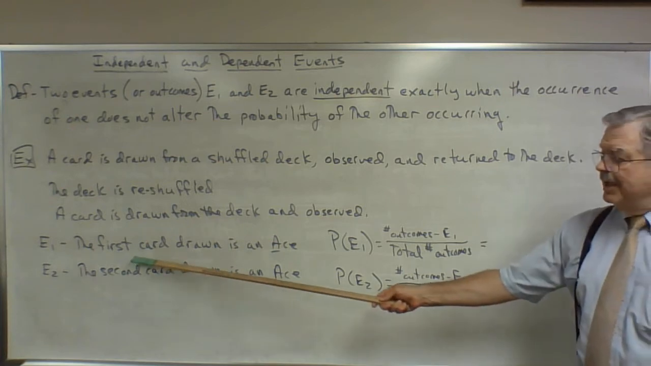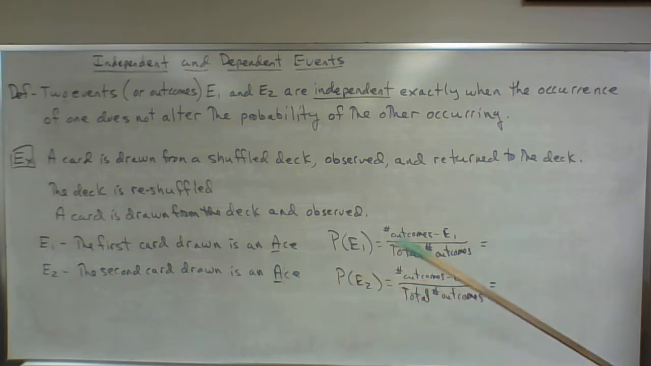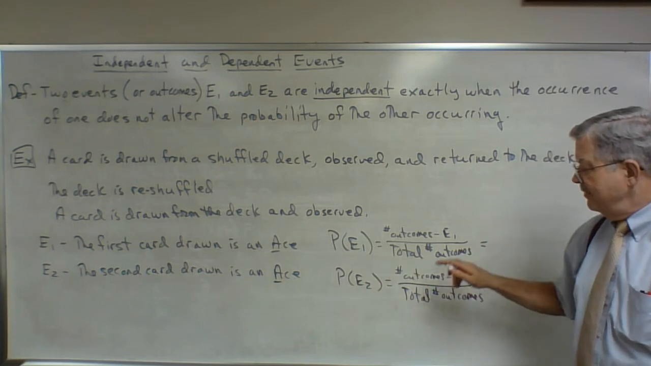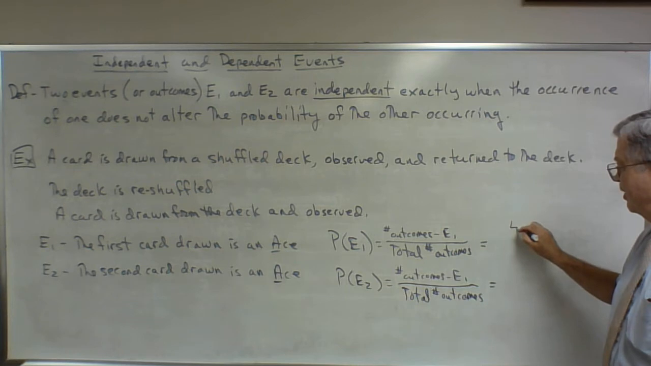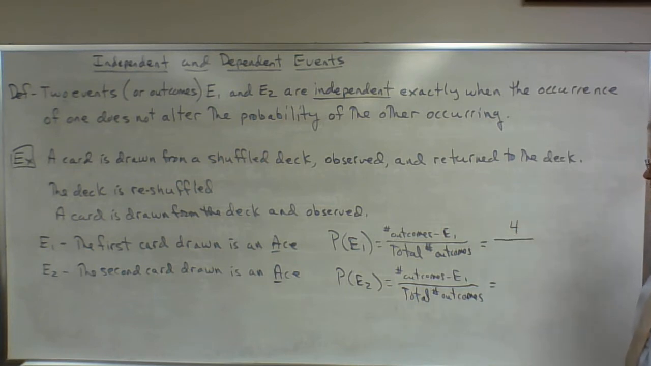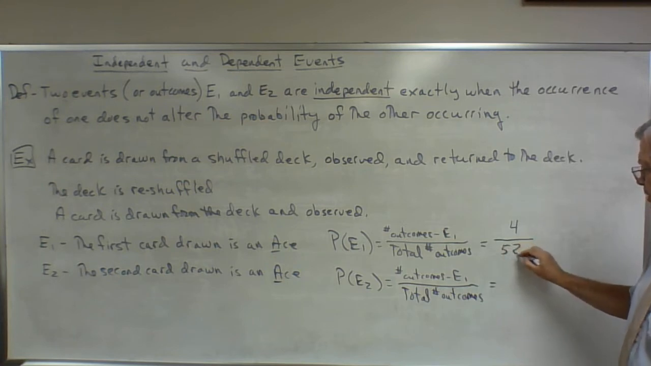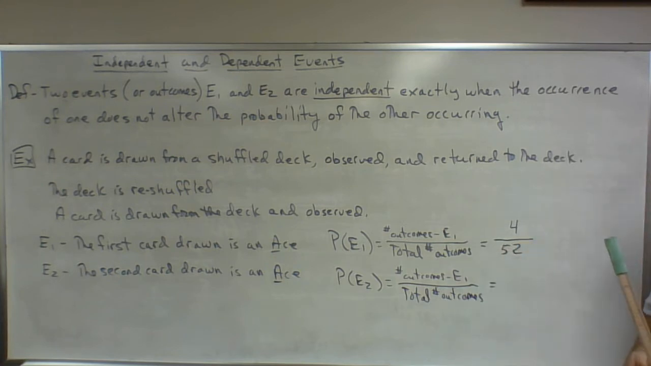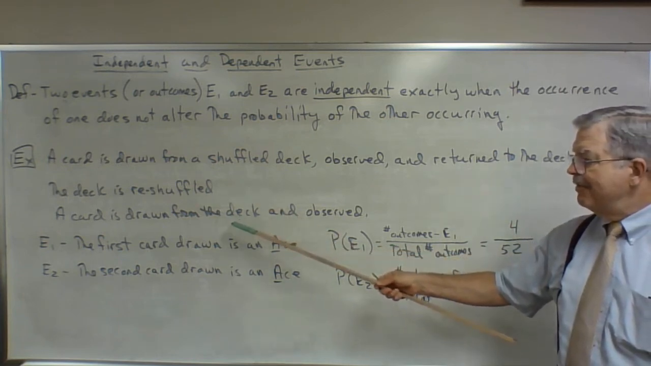And in this example, E1 is the event or the outcome that the first card drawn is an ace. And the probability of that happening, the number of outcomes that result in E1, that is the number of outcomes that result in an ace being drawn, over the total number of outcomes, 4 over 52. We take this card, return it to the deck, reshuffle the deck, and draw another card from the deck.